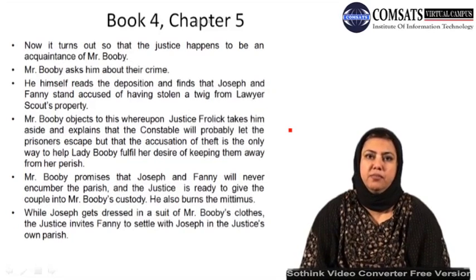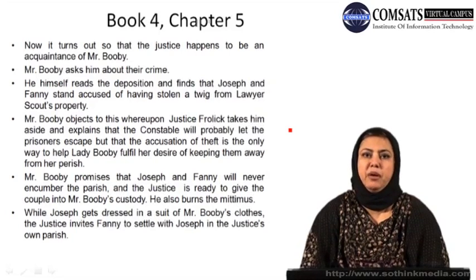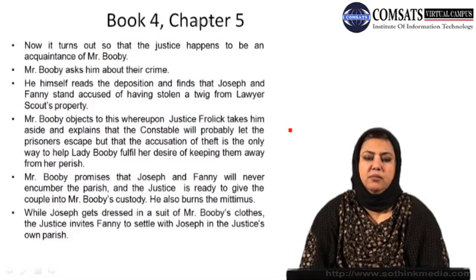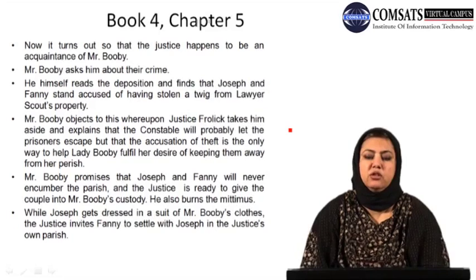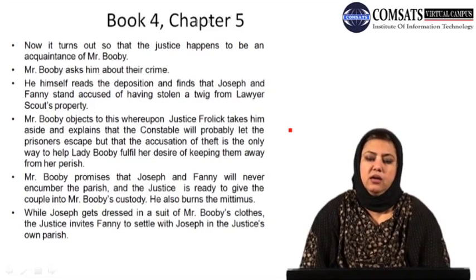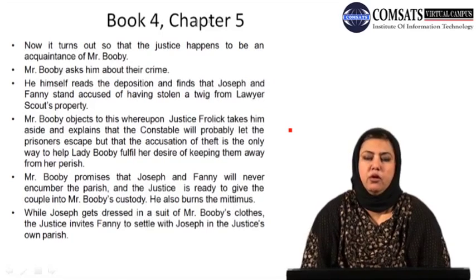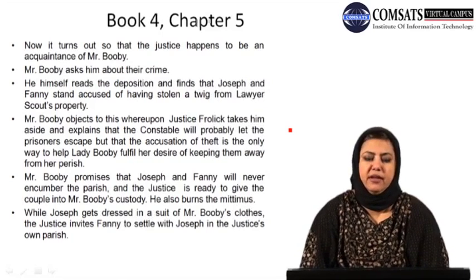Mr. Booby has power that can equate and maybe in some cases can challenge the power of Lady Booby, not in terms of money but also in terms of societal setup. So the constable, the lawyer, the justice, everybody has to surrender to what Mr. Booby says, and they have to promise to Mr. Booby that Joseph and Fanny will never be encumbered from the parish, and the final result is that the justice burns the mittimus, and then there is no proof of any kind against Joseph and Fanny.